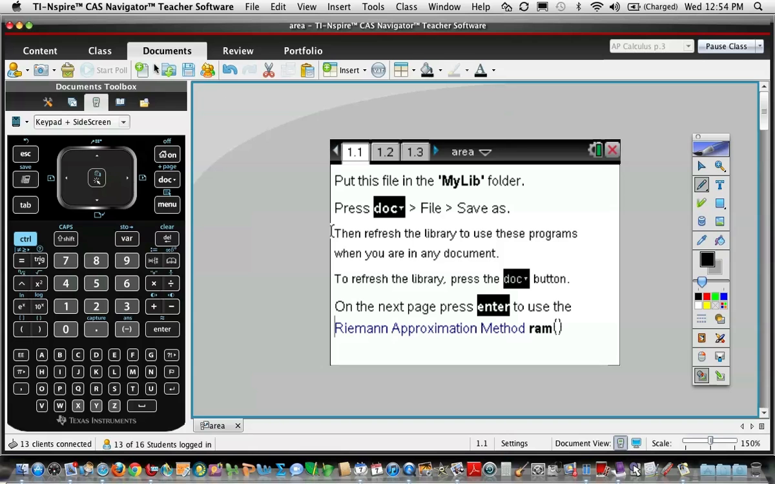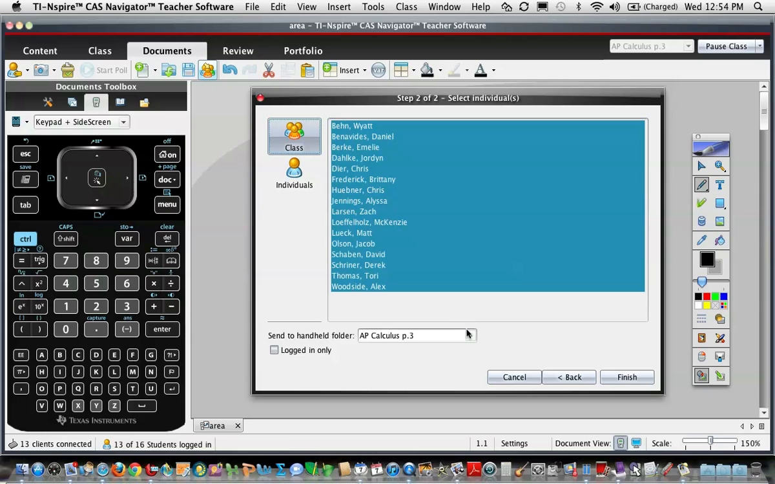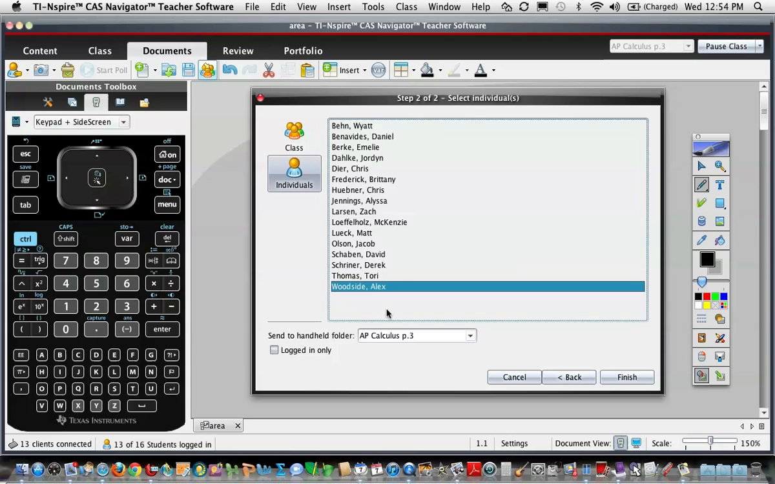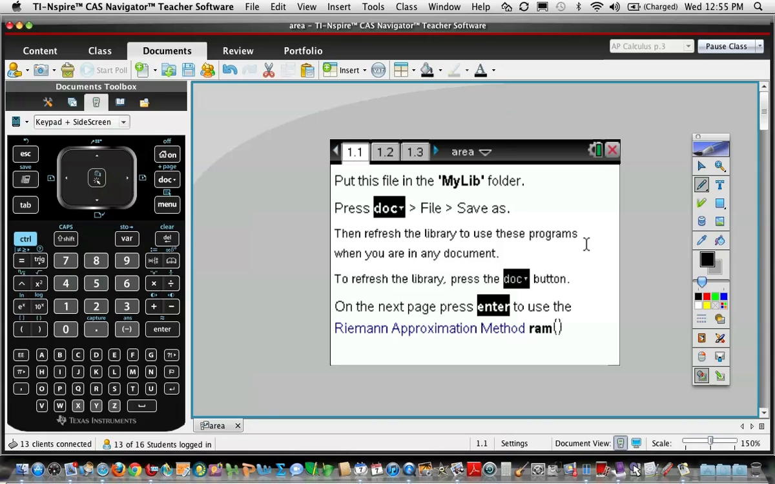All right, so I'm going to go ahead and send this. Now, I've got to do something a little bit different here. I haven't quite figured out the specifics of this, but I'm going to send it to a folder that's called MyLib, for library.